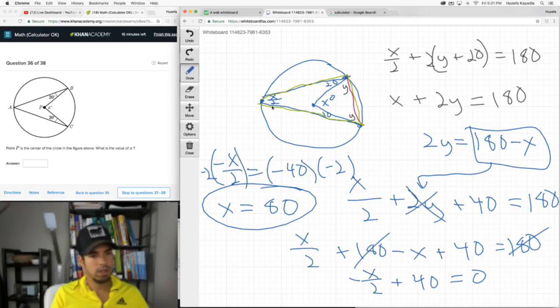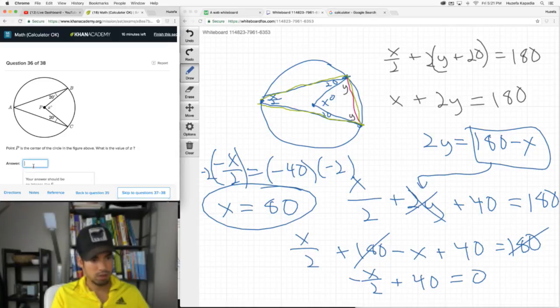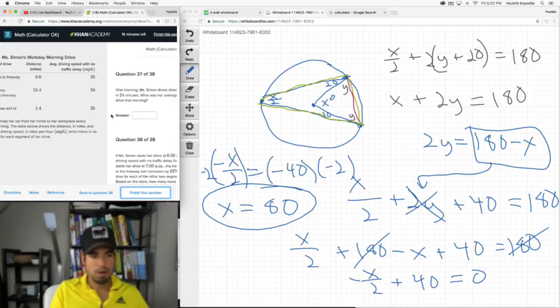This one equals 40. It makes sense, right? Like if this is 80, this has to be 50-50. And then this would be 70-70, and that has to be 40. So it all works out. So x is 80. Let's go to the next problem here.